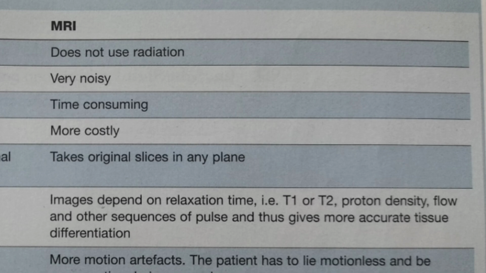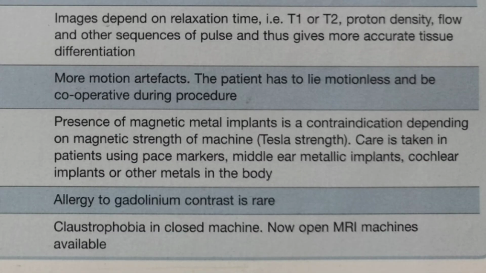Next, there are more motion artifacts. The patient needs to lie in the same position for a long time, therefore it is not done in children and psychiatric patients. Presence of magnetic metal implants is a very severe contraindication in MRI. Allergy to gadolinium contrast is rare, and there is claustrophobia in a closed machine. Okay, this is about CT and MRI.